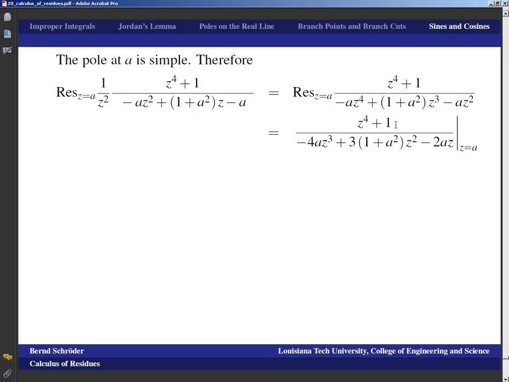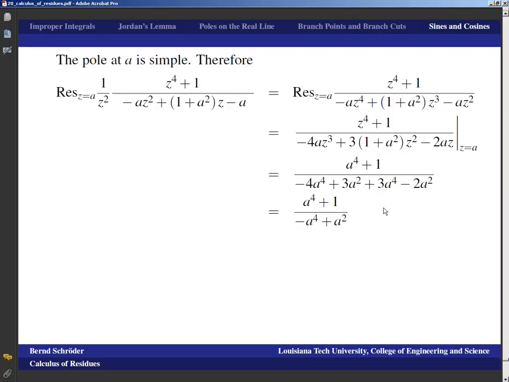And that gives us the numerator divided by the derivative of the denominator, which is negative 4az cubed plus 3 times 1 plus a squared z squared minus 2az at z equals a. And if we plug in a, we get a to the fourth plus 1 minus 4a to the fourth plus 3a squared. I already multiplied that out. 3 times 1 times a squared plus 3 times a squared, that's 3a to the fourth minus 2a squared.